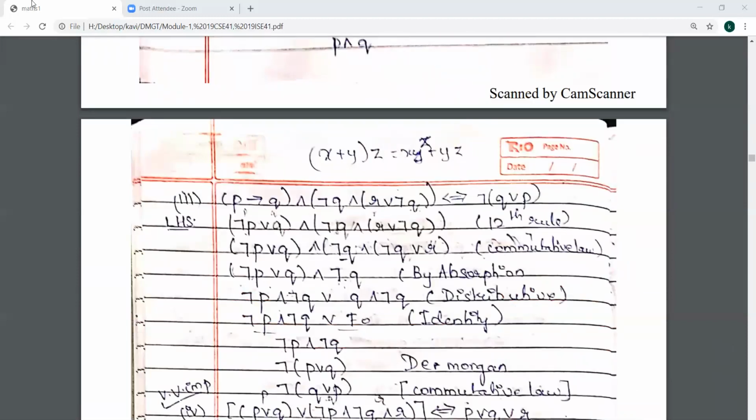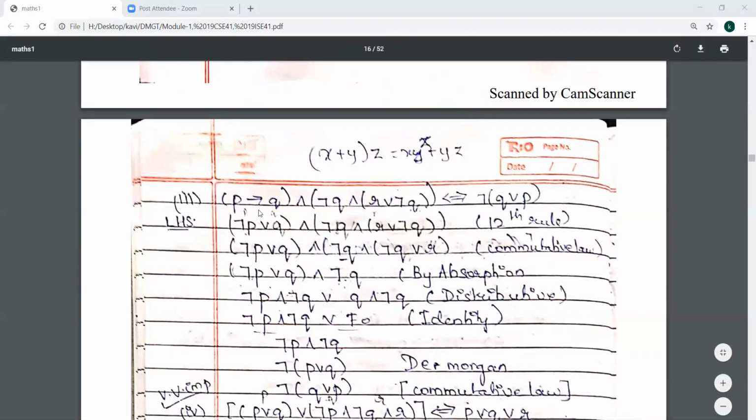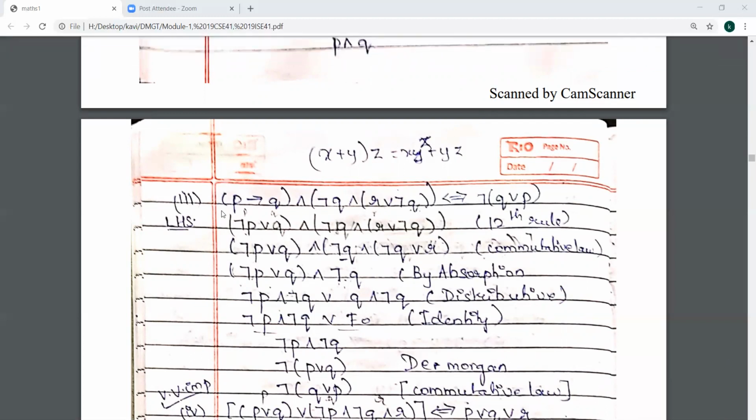Consider this problem. Prove the following. Here the given problem is (P implies Q) and (negation Q and R negation Q) is logically equivalent to negation Q or P. So what you need to do is use laws of logic to prove these two compound propositions are logically equivalent. Now I am going to start from the left side.